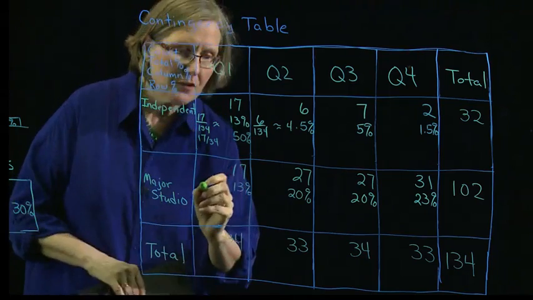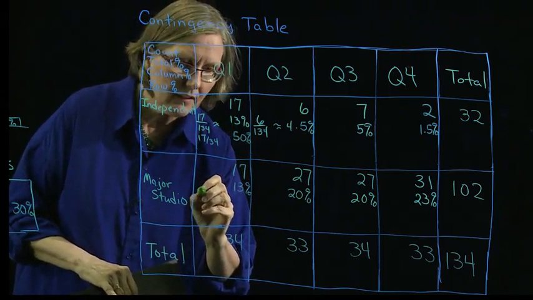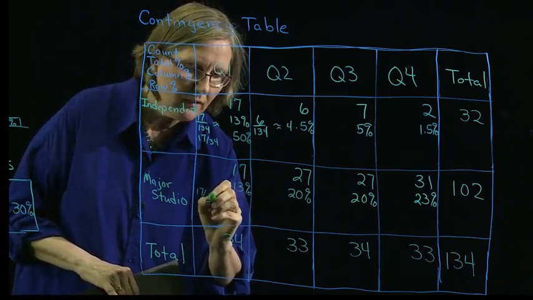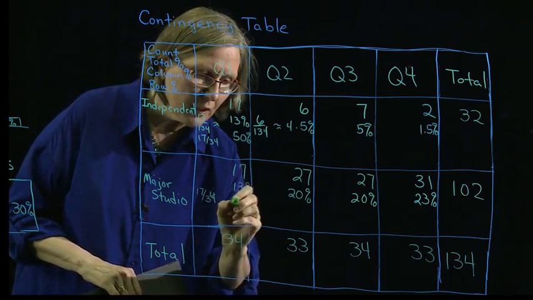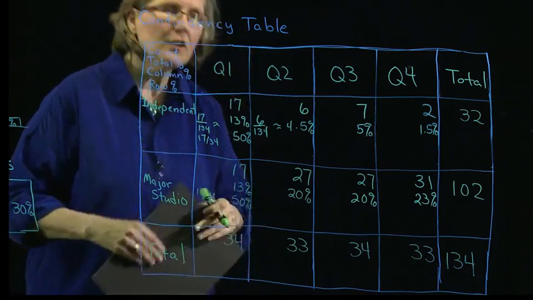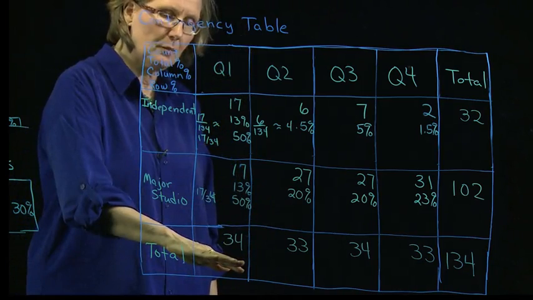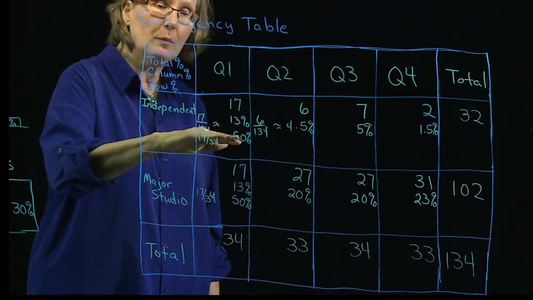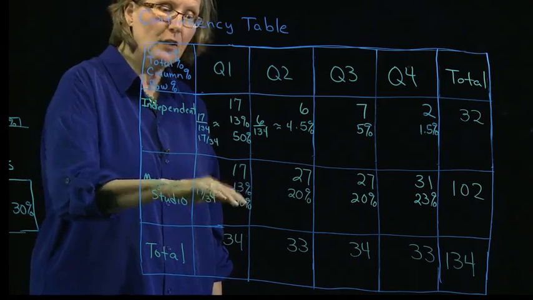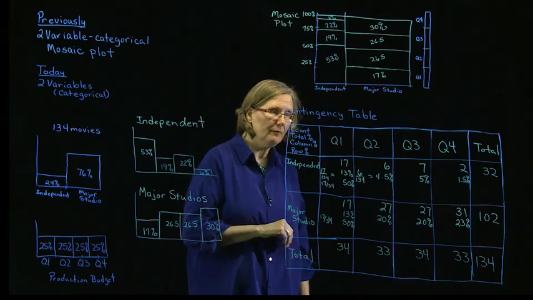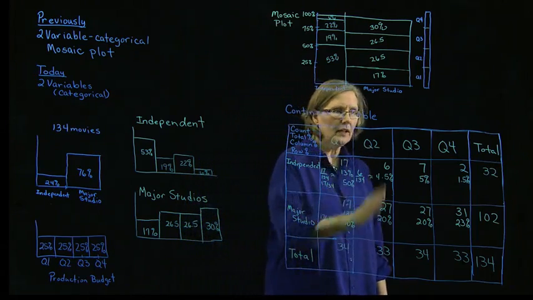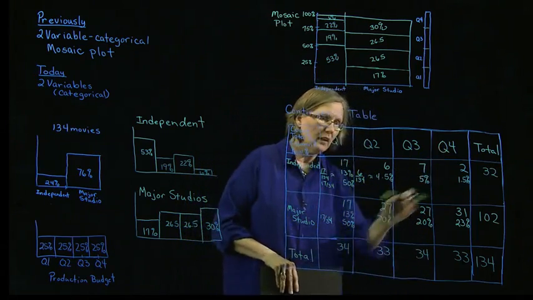For our major studios, we also have 17 over 34, which is 50%. So of the quartile 1 movies, those that had a production budget in the first quartile, 50% were independent and 50% were a major studio. We can do the same thing for quartile 2, quartile 3, and quartile 4.